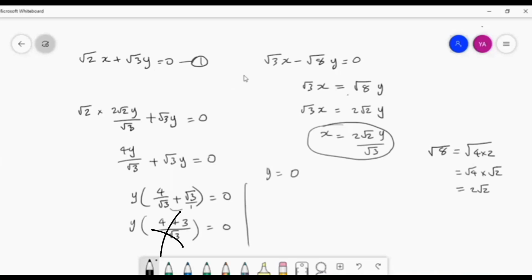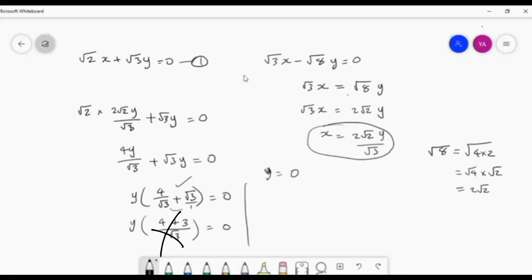Y into a quantity is equal to 0. That means y is equal to 0, because 4 by root 3 plus root 3 can't be 0. 4 is positive, root 3 is positive, root 3 is also positive, so it can't be 0. So y should be 0. Okay. So from this itself, the last step is not needed. From here itself, you can write y is equal to 0 because this is a positive quantity, it can't be 0. So y is equal to 0.